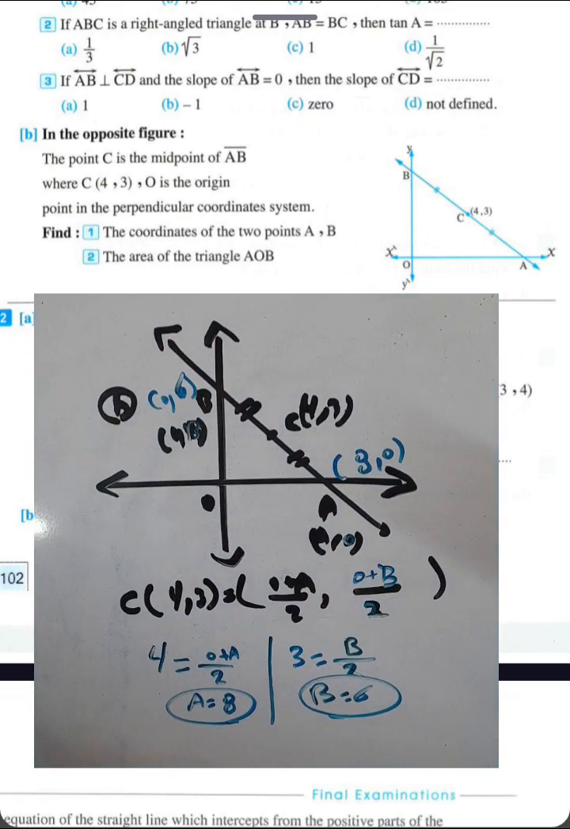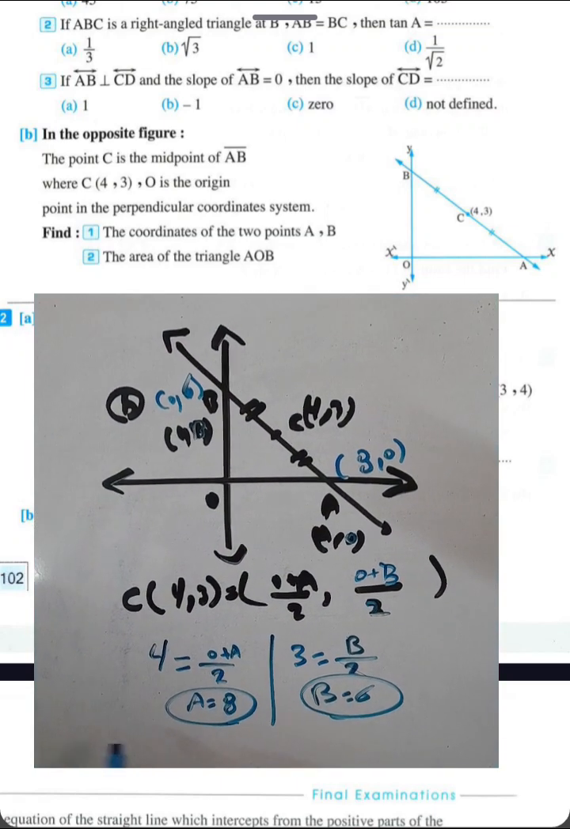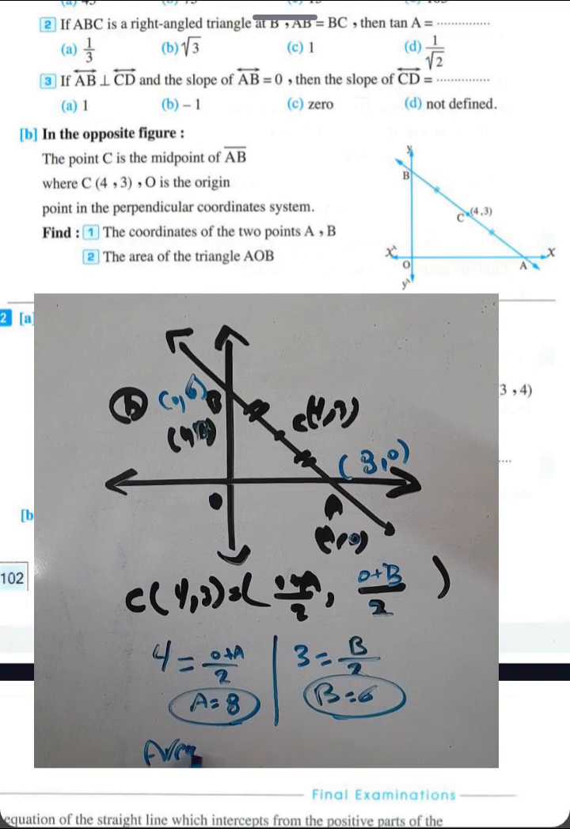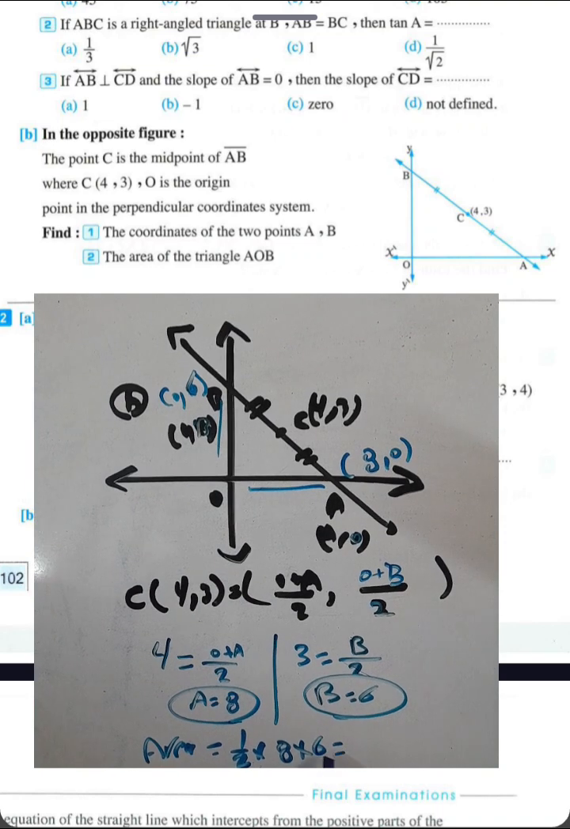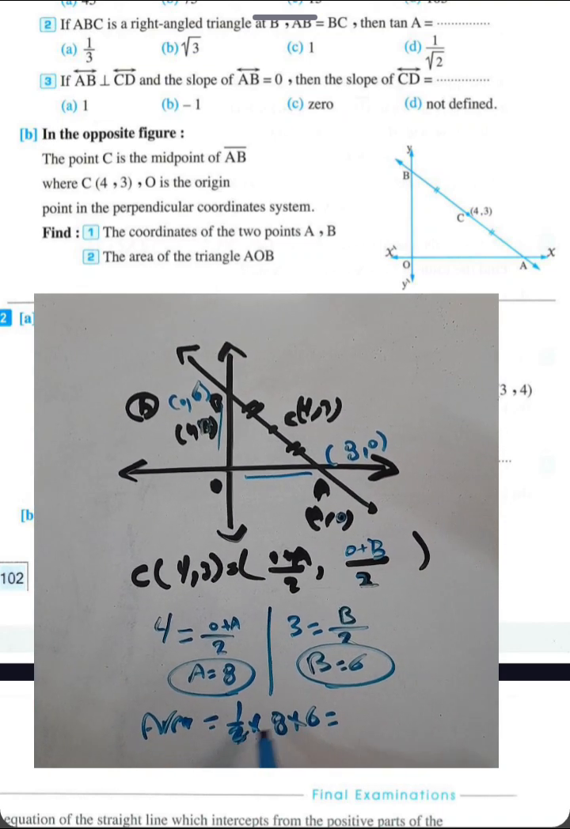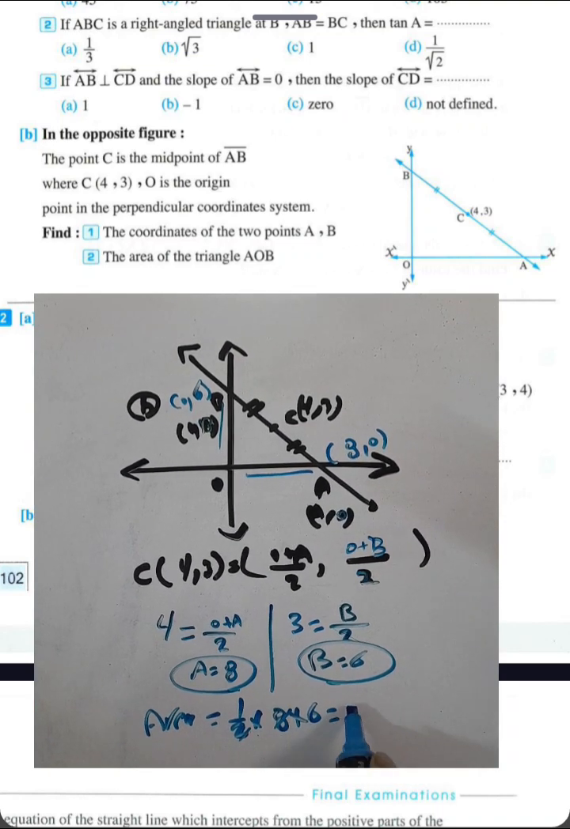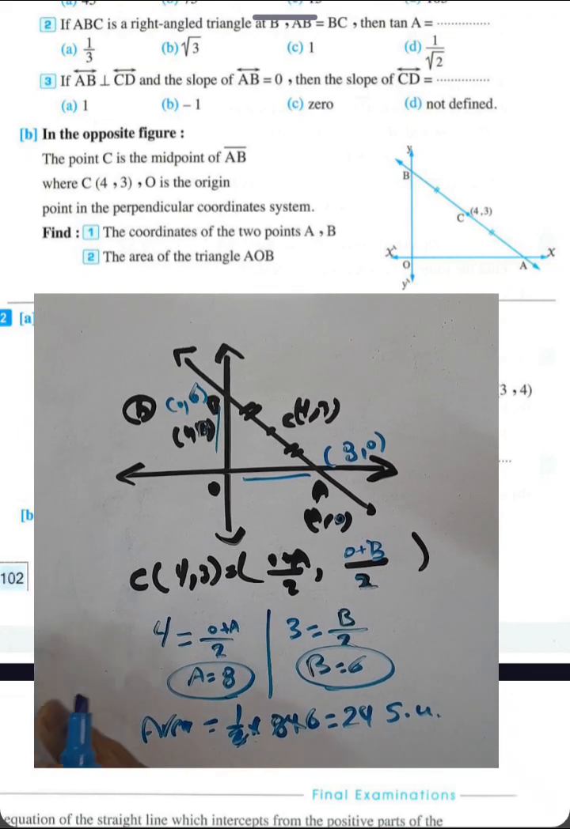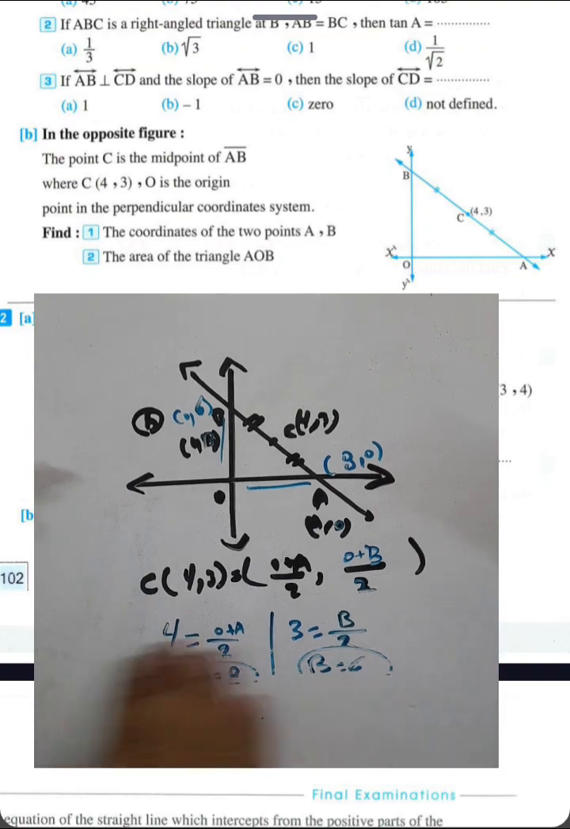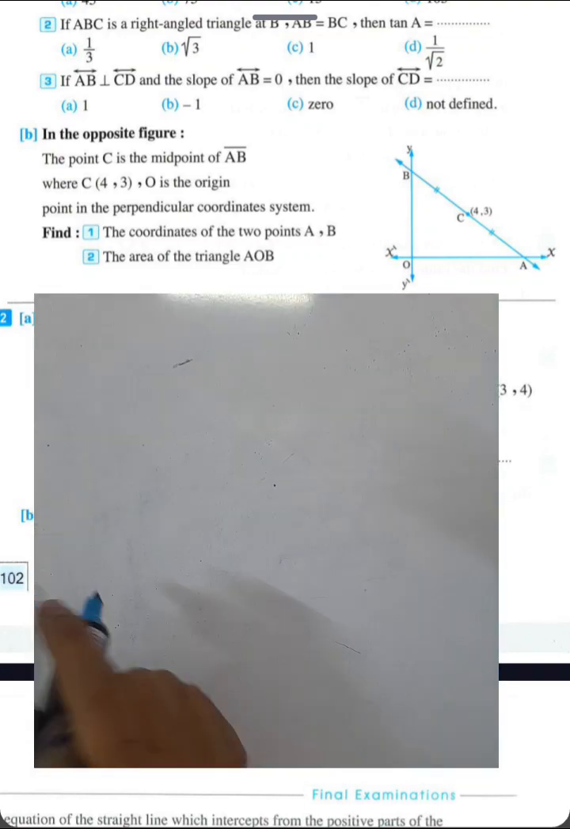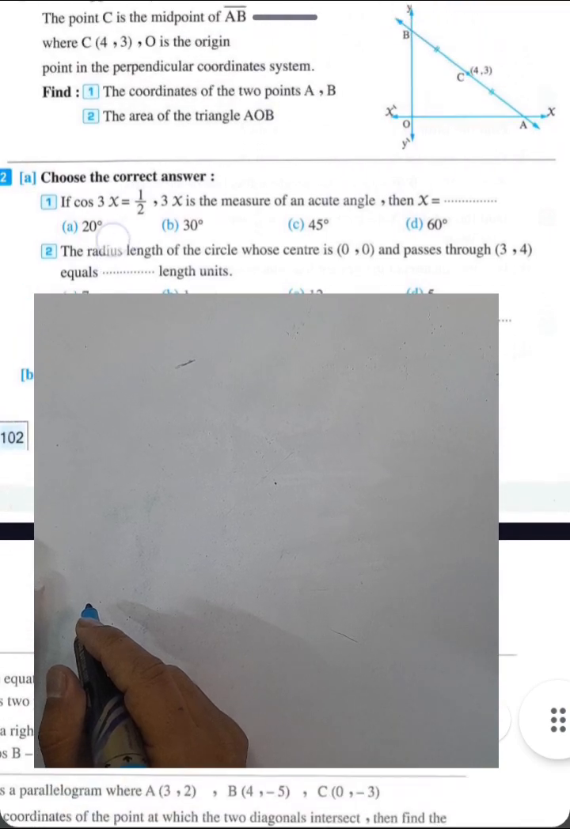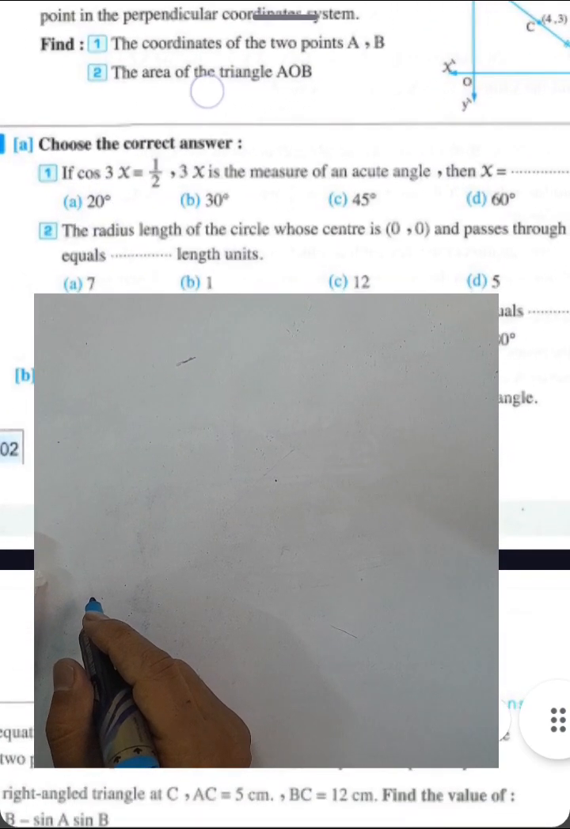We have 2 points here. Then we can find the area of the triangle: half the base times the height. The base was 8 times the height. Half of 8 equals 4, and 4 times 6 equals 24 square units. It's the area of this triangle. Next example shows the correct answer.